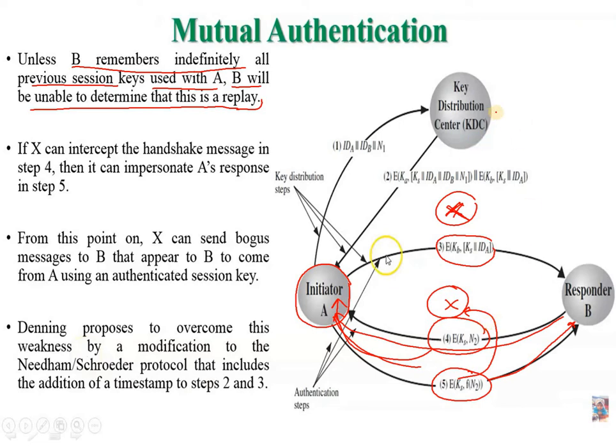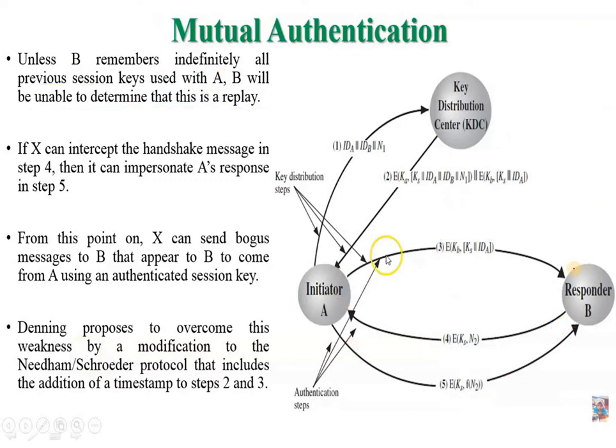This is called as impersonate. Impersonate means he is playing both the roles. He is playing the roles of initiator as well as he is playing the roles of the responder. Here this responder will think that the message is coming from A, and initiator A thinks that the message is coming from the responder B. But actually that message has been shared by the opponent X. I think you got this point.